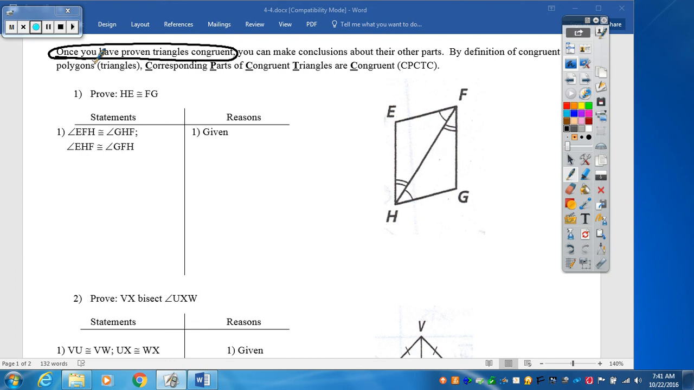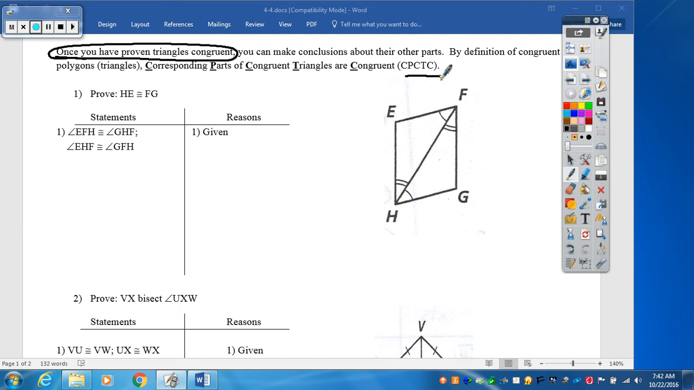So by definition, for congruent polygons or triangles, we can use this acronym, CPCTC: corresponding parts of congruent triangles are congruent. Now you may want to pause there for a second and add that to your vocabulary sheet if you didn't add it the other day. It is something that you have got to memorize within this chapter. Corresponding parts of congruent triangles are congruent. Okay, so how are we going to use this?